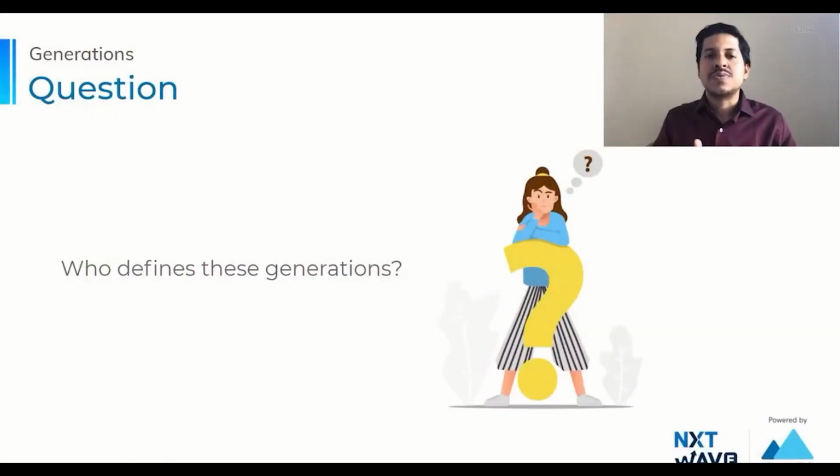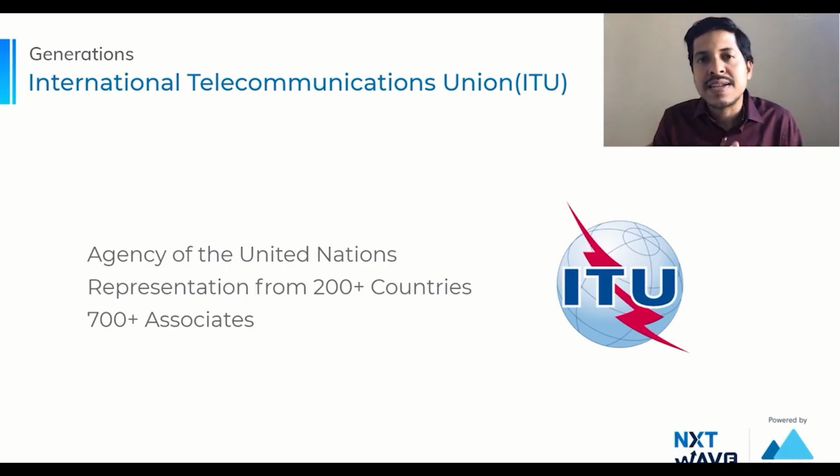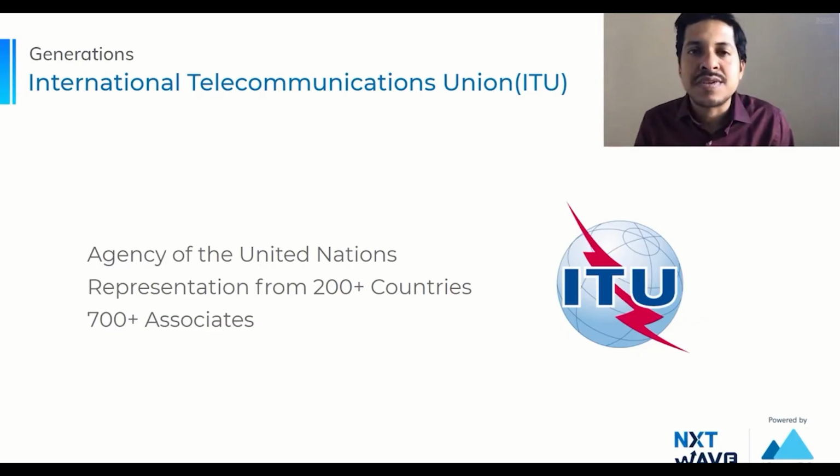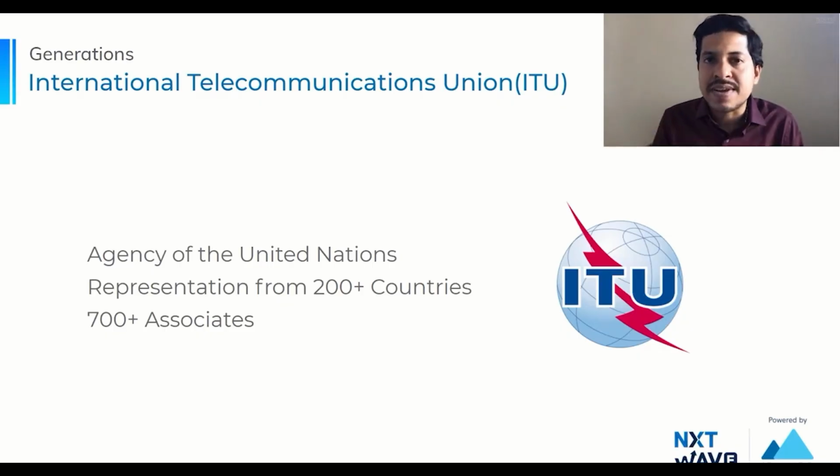One question you may ask at this point is, who defines these generations? Who defines these use cases? Who defines these requirements? Who defines these technology standards? So the use cases and requirements are defined by a body known as ITU, International Telecommunication Union. This is a specialized agency of the United Nations. It has representation from over 200 member countries and over 700 associates, which are private companies or NGOs and such. And this is the forum for governments and private sector to coordinate technical and policy matters related to global telecom.